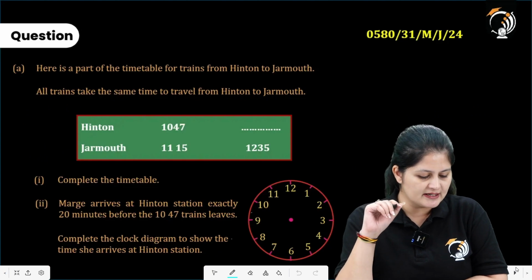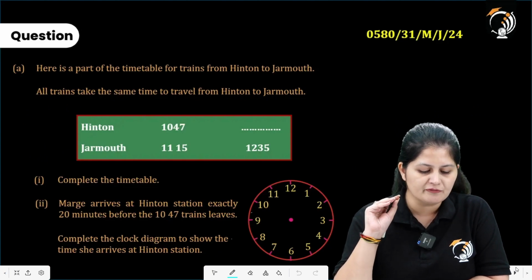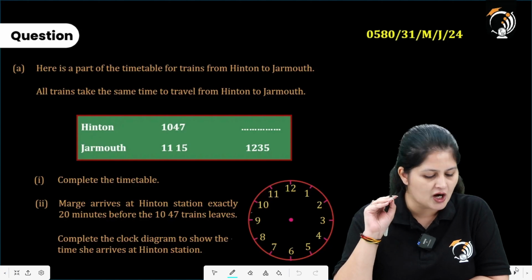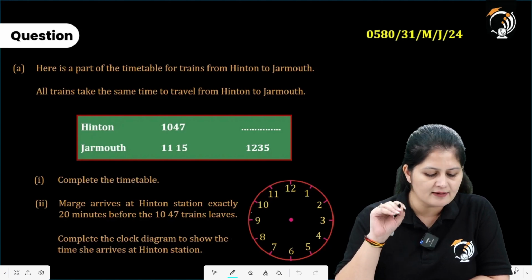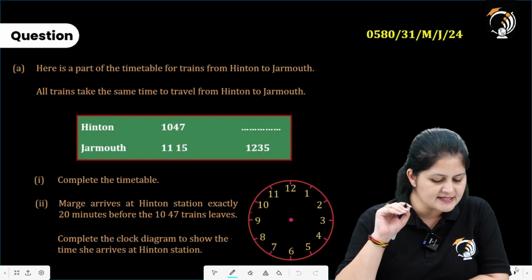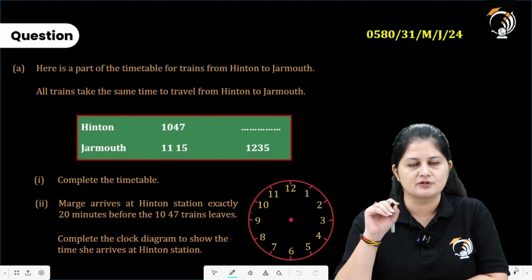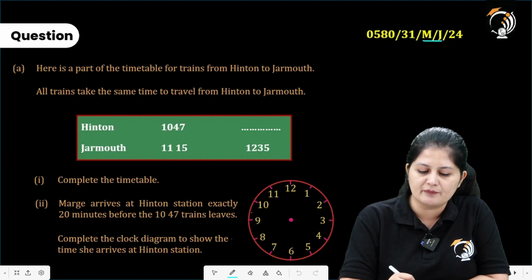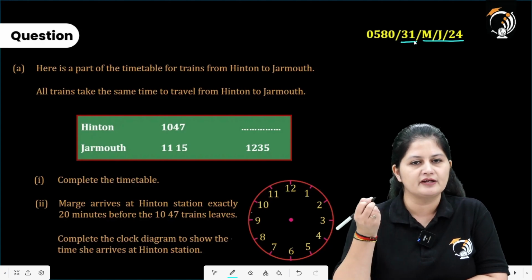Here the question says, here is a part of the timetable for trains from Hinton to Jarmouth. All trains take the same time to travel between the two places. We need to complete the timetable. So this is again a previous year question from the paper of May-June 24 from the variant 3.1.